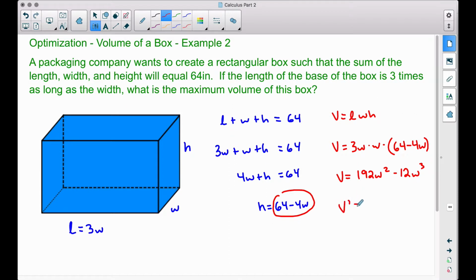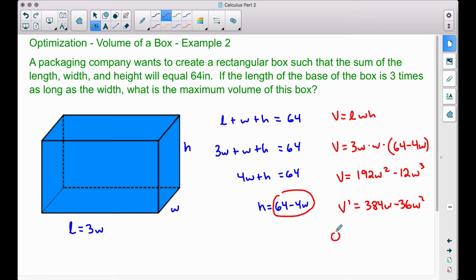Therefore, V prime is equal to the derivative of 192W squared, which is going to be 384W, just multiplying the 2 times the 192 there. Don't forget to subtract 1 from your exponent. And the derivative of negative 12W cubed is negative 36W squared. Same process for that right there. Now we have a quadratic here, and this quadratic does have a maximum because our squared term's leading coefficient is negative. So we have a parabola that opens down, which implies we have a maximum.